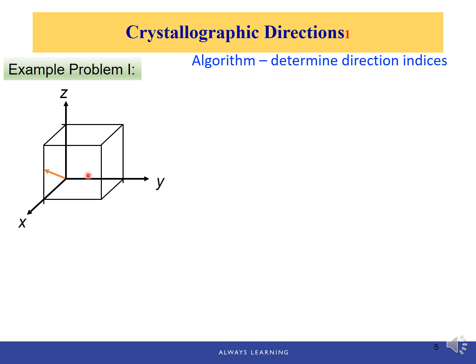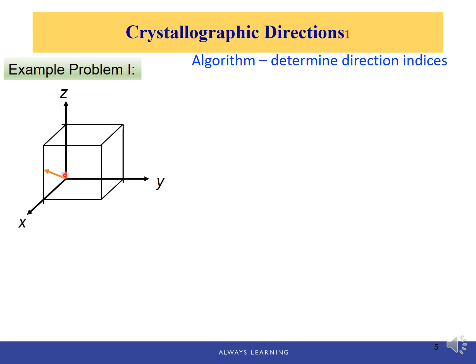After figuring out how to find the lattice position or a point coordinate, let's move on to see how to find the crystallographic directions. Let's start with one example. We're looking for the direction indices for this given direction within the given unit cell, and the XYZ coordinates are already set up for us. If not, the first step will be to set up the XYZ coordinates.